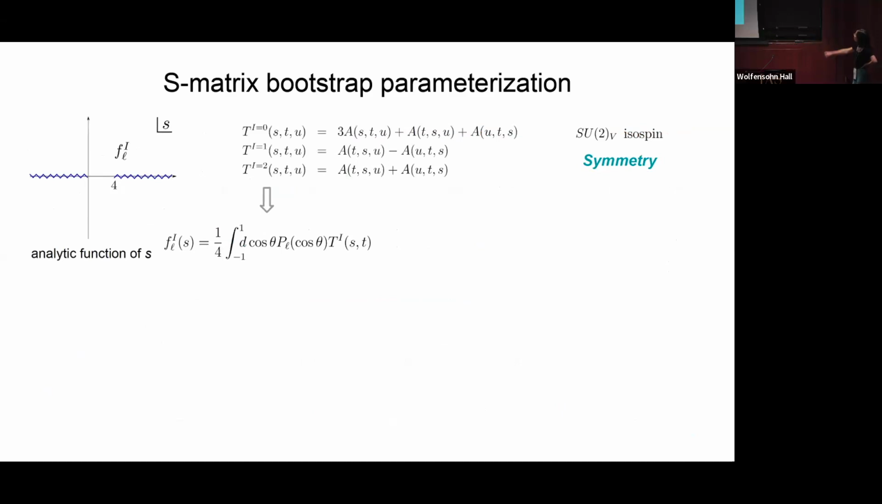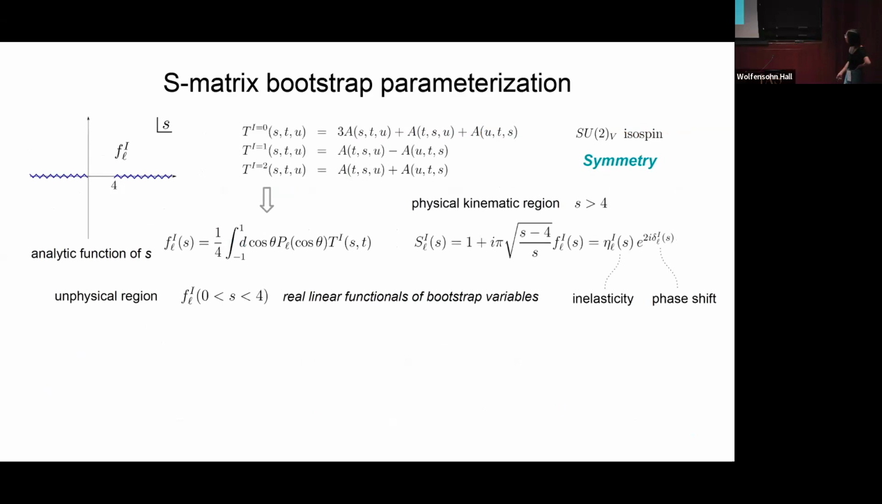If we go to the amplitude with a fixed SU(2) isospin and then define the partial waves, these partial waves are analytic functions in S with a cut from 4 to infinity and 0 to negative infinity. Notice that first, in the so-called unphysical region for S between 0 and 4, the partial waves are real. And so these are actually some linear functionals of the bootstrap variables. And in addition, in the physical kinematic region above the two-particle threshold, we can define the inelasticity and phase shift this way, which are experimentally accessible quantities.